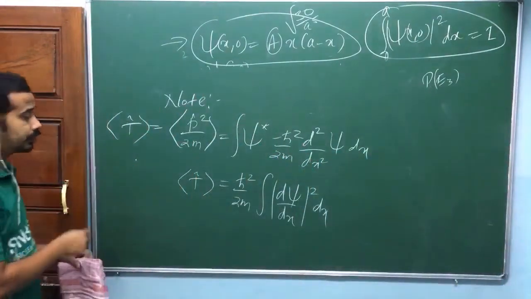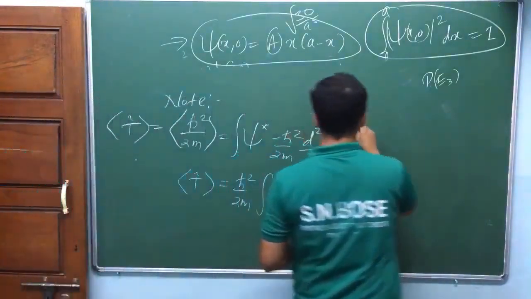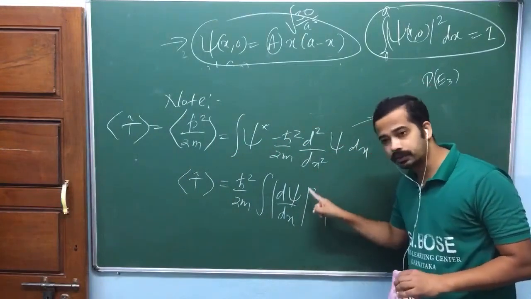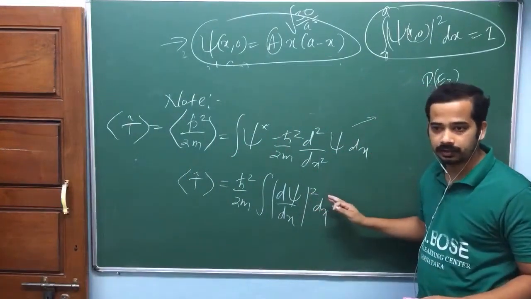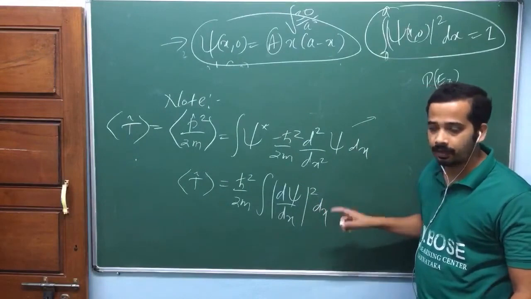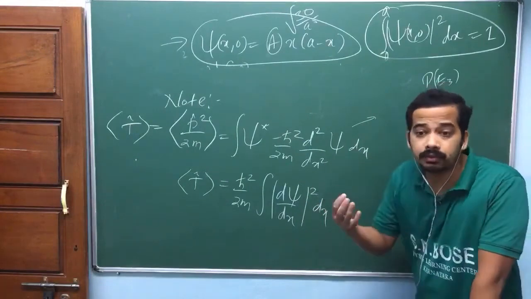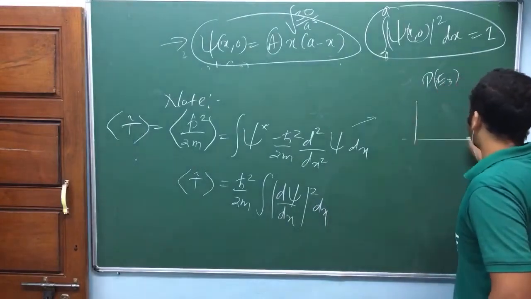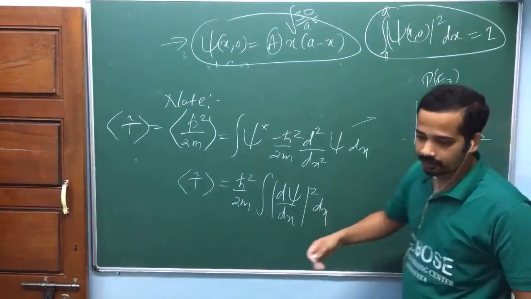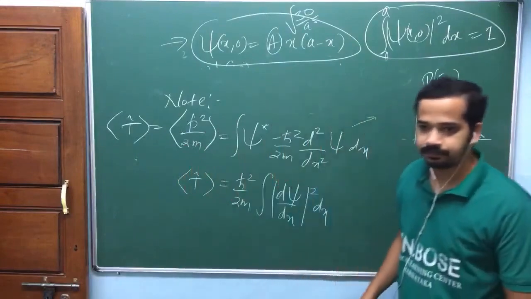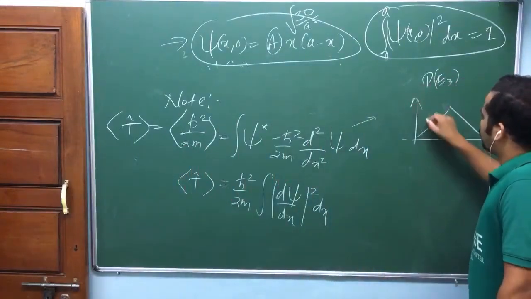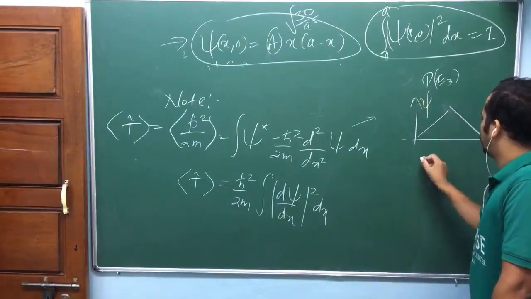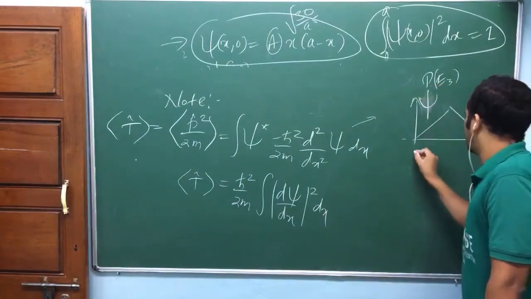Just note this down, because look here, in this one you need to take the second derivative. In this one you can take only the first derivative and get it done, isn't it? And mod square should be there. Sometimes the second derivative does not exist, only the first derivative. Suppose you have a function like this, that is problem number 2.7. The function is like this, capital psi, suppose.